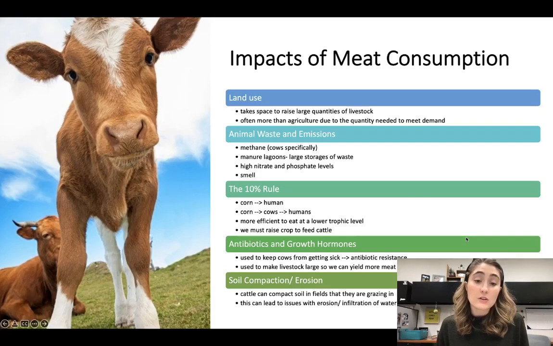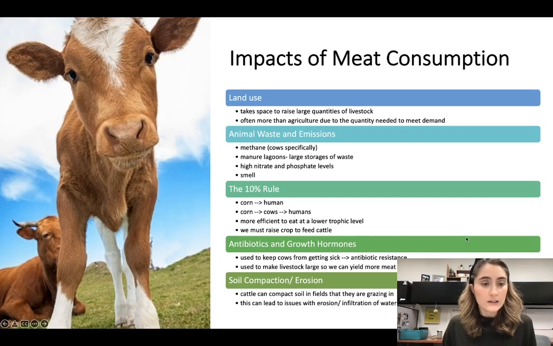And also, I guess I didn't put this in here, but also E. coli. So there is fecal coliform bacteria present in a lot of animal waste. This is mainly E. coli. That is harmful for humans. The consumption of E. coli can be problematic. So if that waste is getting out, that can be problematic for humans.